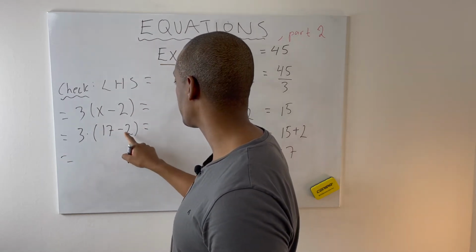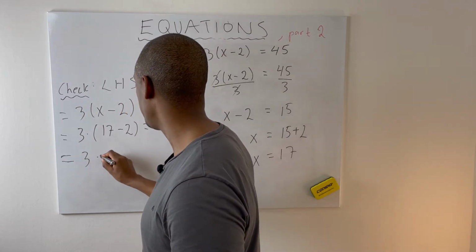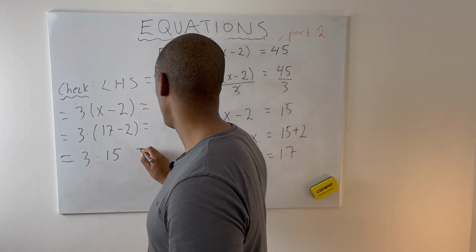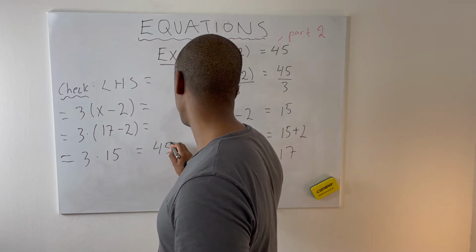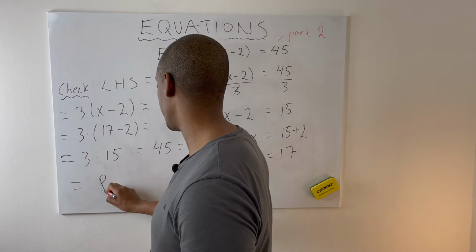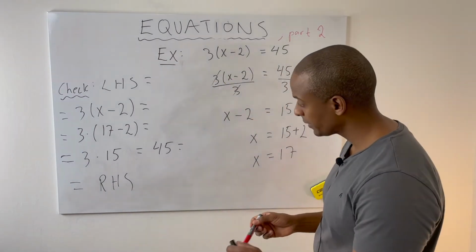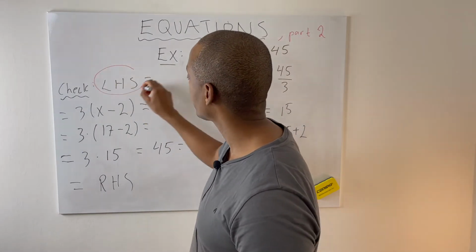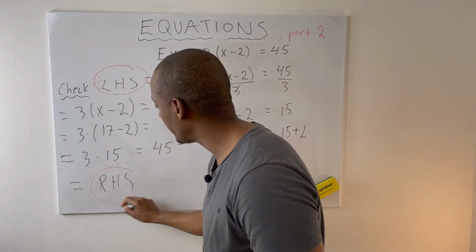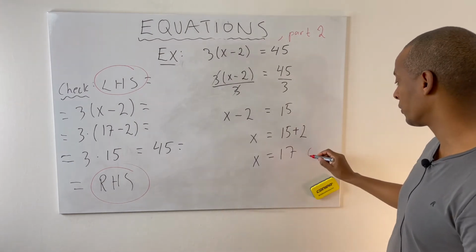Okay, 17 minus 2 is equal to 15. So this is equal to 3 times 15, which is equal to 45, right? And 45 is the right-hand side of the equation. So we have that the left-hand side of the equation is equal to the right-hand side of the equation. So this solution is okay.